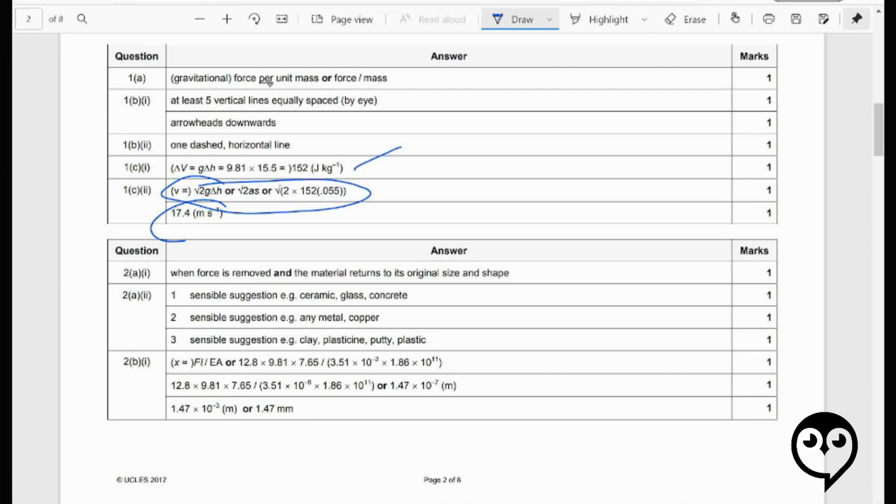Let's go back up. Yes, force per unit mass. Notice in this exam board they didn't say draw the equation and then explain what the variables are. I think you need the actual definition. Okay, 5 vertical lines equally spaced, because the field strength is uniform, and you want the arrowheads going down, obviously, and then 1 dashed horizontal line anywhere. It doesn't matter for your equipotential.